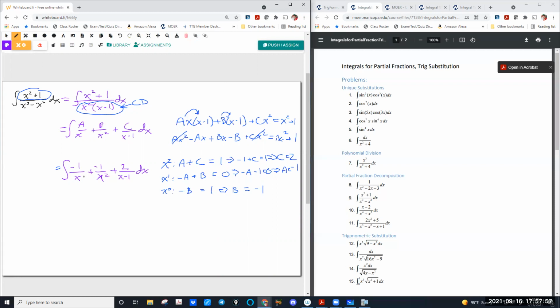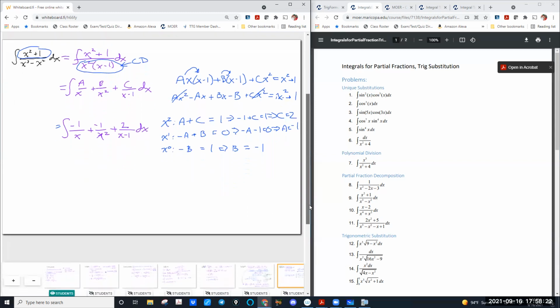What do I mean by that? This is going to be a natural log. This is going to be a natural log, but this one is not. This is a power rule, okay? So take your time on that. Make sure, if you're not comfortable with these yet, use U substitution. Use your antiderivative rules.